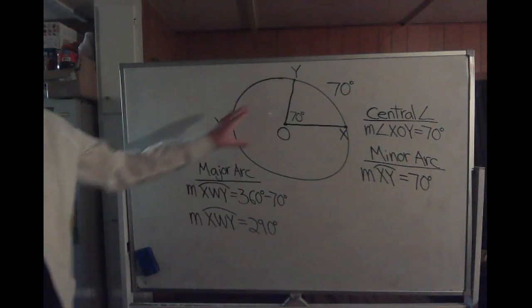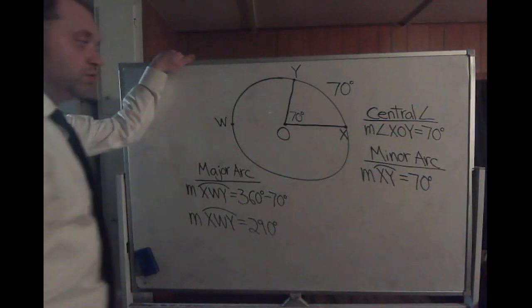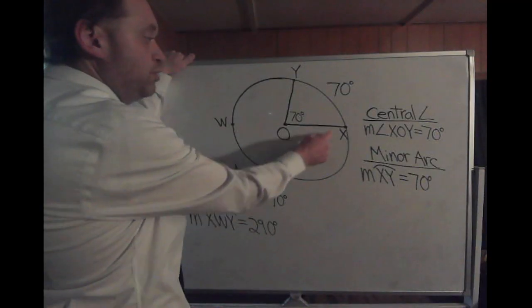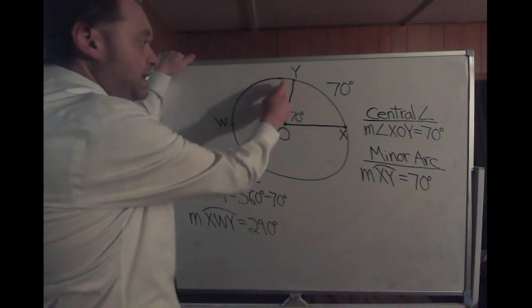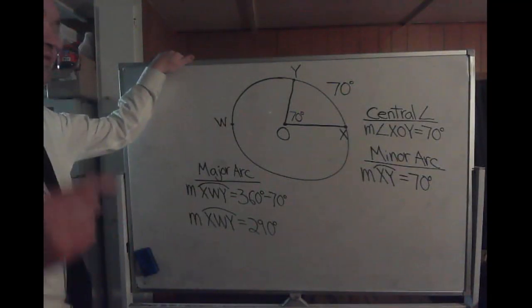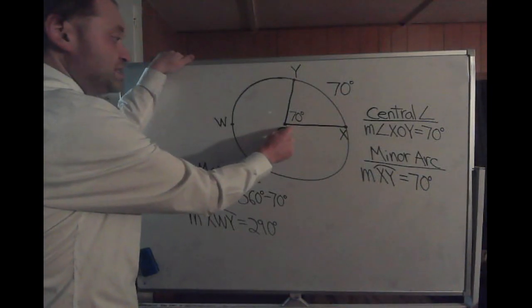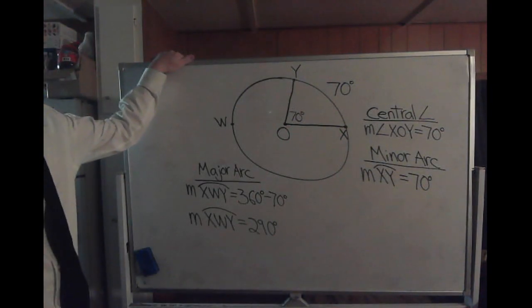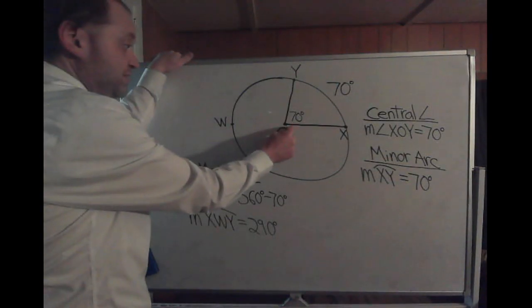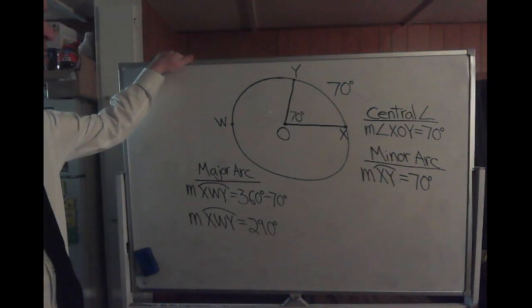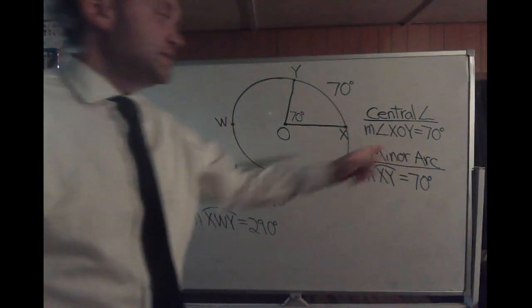So here we have a circle with the center O, and in that circle we have an angle at points X and Y. Of course, this is angle XOY. In order for an angle of a circle to be classified as a central angle, the vertex of the angle has to be at the center of the circle. Thus, that kind of gives it away, central angle. The vertex has to be at the center of the circle. So we see here the measure of angle XOY is 70 degrees.